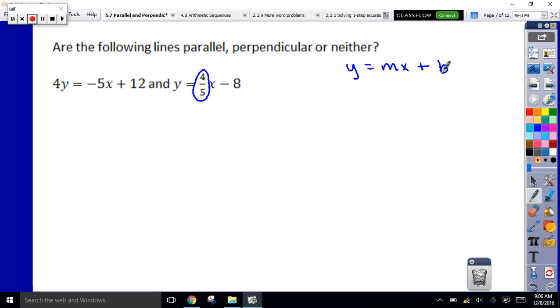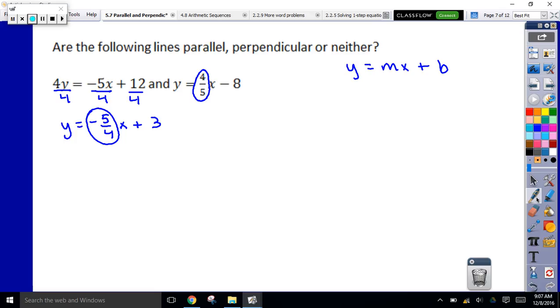So if we want to know the slope of this line, what should I do? Good. Divide all of them by 4. We're going to put it in slope-intercept form by getting y by itself. So if I divide everything by 4, I get y equals negative 5/4 x plus 3. So now we can look and pull the slope right out of the equation.